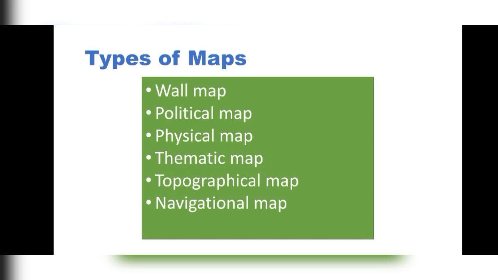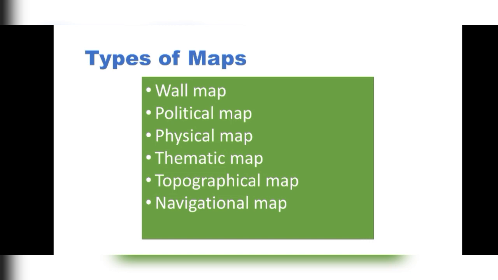Political map. It contains information about the boundaries of countries, states, capital cities, and districts. Physical map shows the detailed picture of various landforms like mountains, plains, rivers, valleys, plateaus, etc. Thematic map contains information about specific features like climate of a particular area and the distribution of minerals, crops, soils, or population.